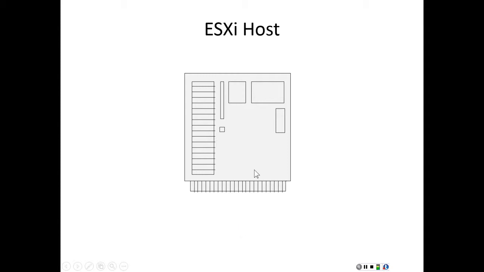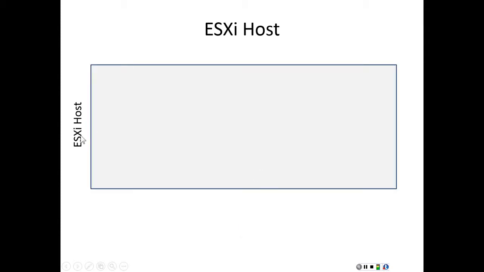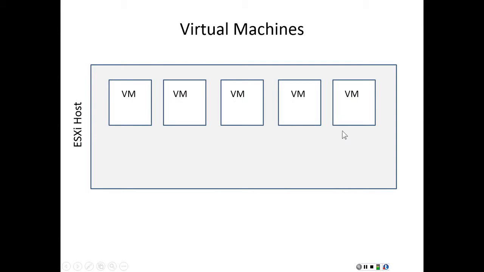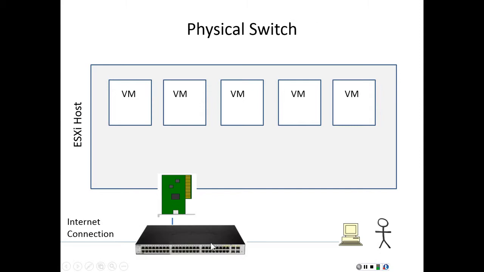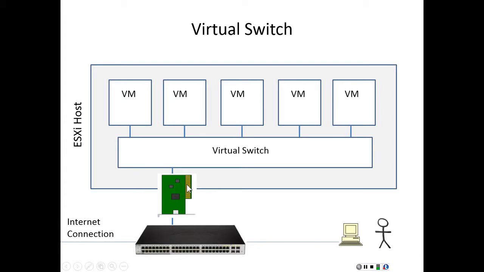Let's look at an example of a virtual switch on an ESXi host. This is an ESXi host, and this box is a diagram of the ESXi host. And virtual machines run in the ESXi host. An ESXi host will have at least one network interface card. That physical network interface card connects to the physical switch, which connects to the user's workstations, and which connects to the internet connection. So the question is, how do all of these virtual machines connect to one physical network interface card? And the answer is a virtual switch.